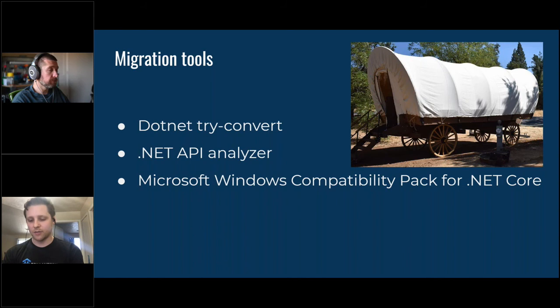The API analyzer is basically where you specify what you want to target, and it will tell you via warnings that you're going to throw platform not supported exceptions. It will essentially tell you what platforms are not supported by which API you're using. So it'll say, hey, this is not going to be supported by Mac OS or Linux.